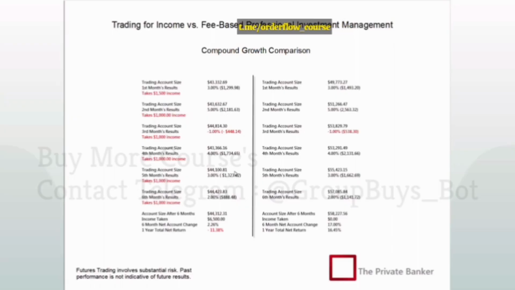So this month we took our 1,000. Now we've got 44,000. We started with more than what we had last time, but this time we made a new high amount on our account. We're up 55,000 and change.